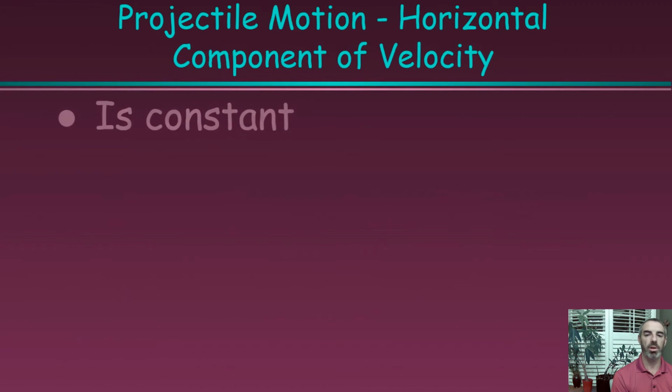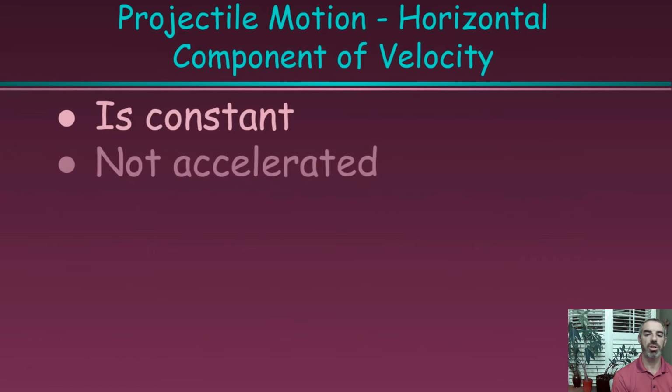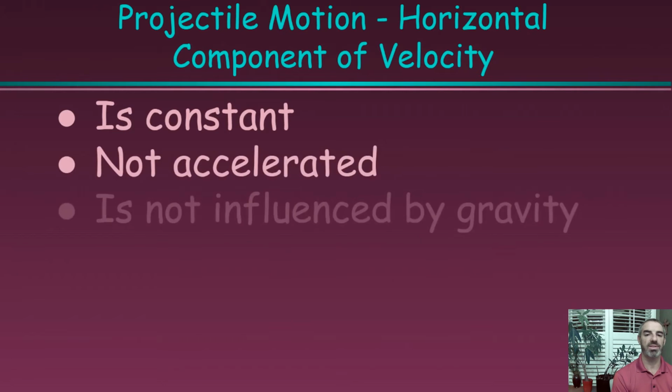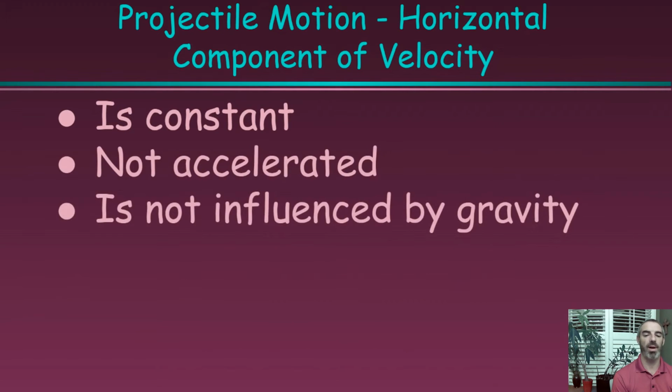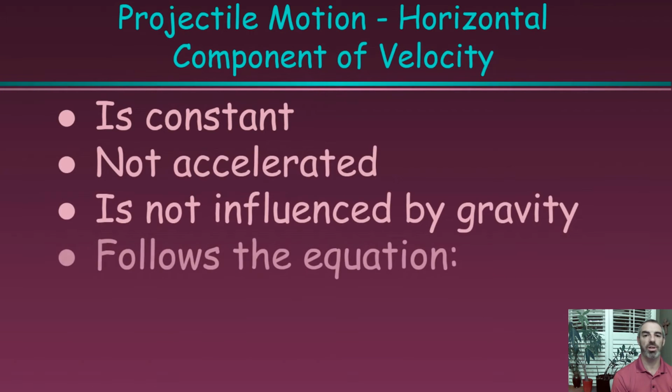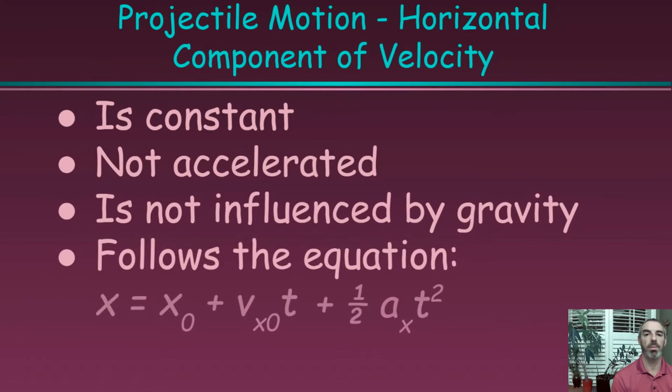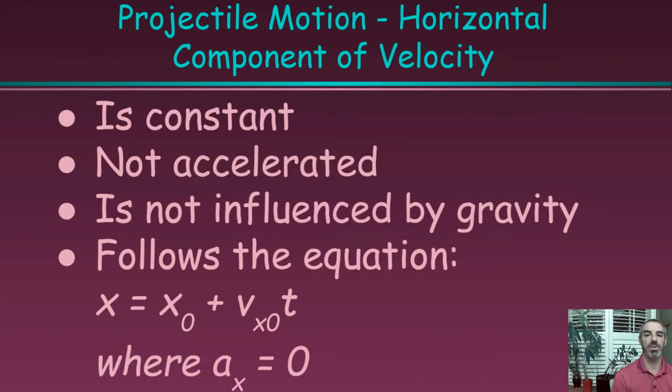So what do we know about the motion in the horizontal direction? Well, it's constant, it's not accelerated, it's not influenced by gravity, and it follows the second kinematic equation on the AP Physics 1 formula sheet, which is the x equals equation. And we know that the x direction acceleration is 0, so it simplifies that equation down to this for us.